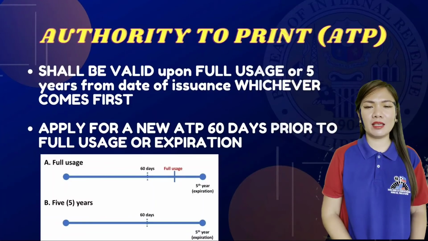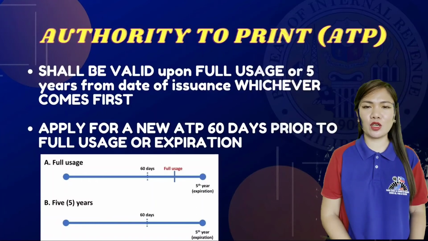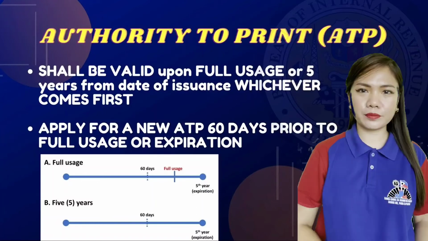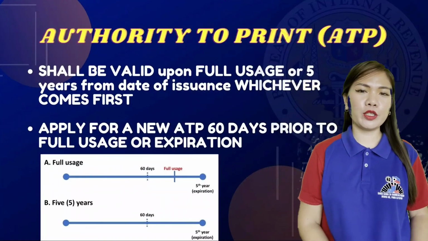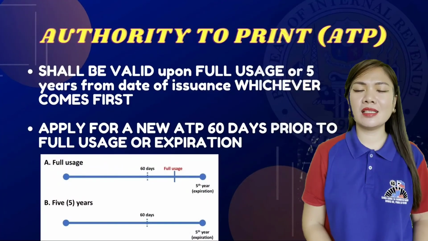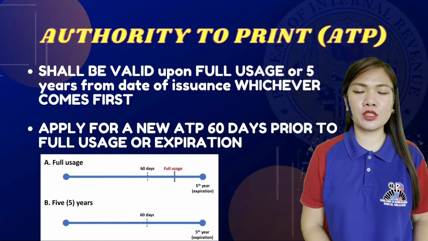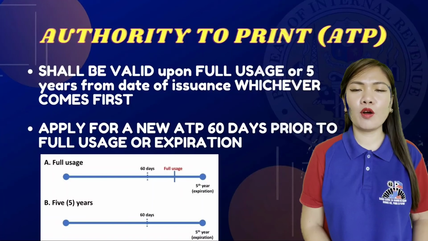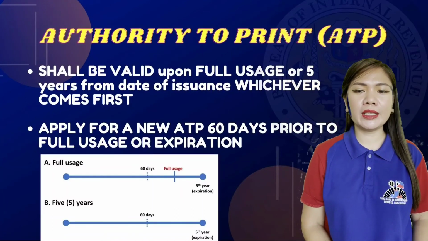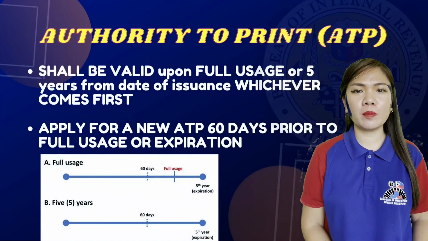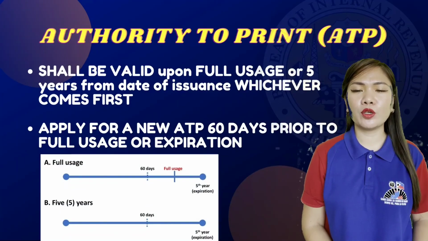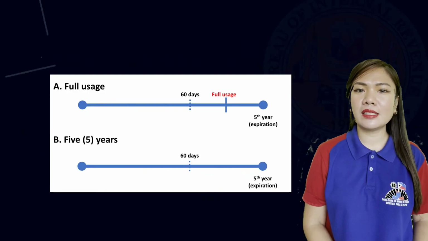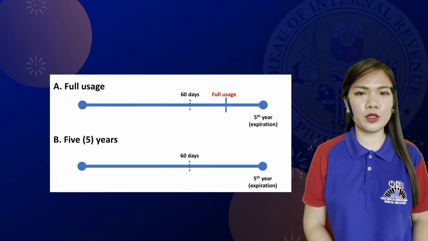It shall be valid upon full usage or 5 years from the date of registration, whichever comes first. You must apply for a new authority to print 60 days prior to its full usage or 60 days prior to its expiration. For example, if your ATP has not yet expired but you have already fully consumed your booklets, then you must apply for a new ATP 60 days prior to its full usage.